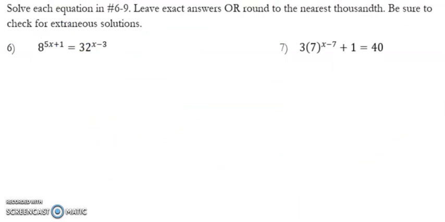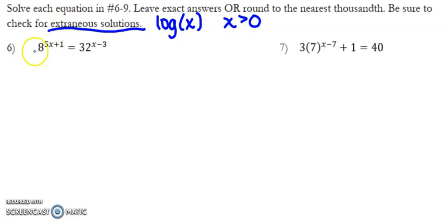All right. Solve each equation in numbers 6 through 9, leave exact answers, or round to the nearest thousandth, so 3 decimal places. Be sure to check for extraneous solutions. A reminder with logarithms and exponentials, you need to check for extraneous solutions when you have a logarithm, because your log domain is that x has to be greater than 0. So that's going to dictate that we have a domain problem, so we need to check for extraneous answers.